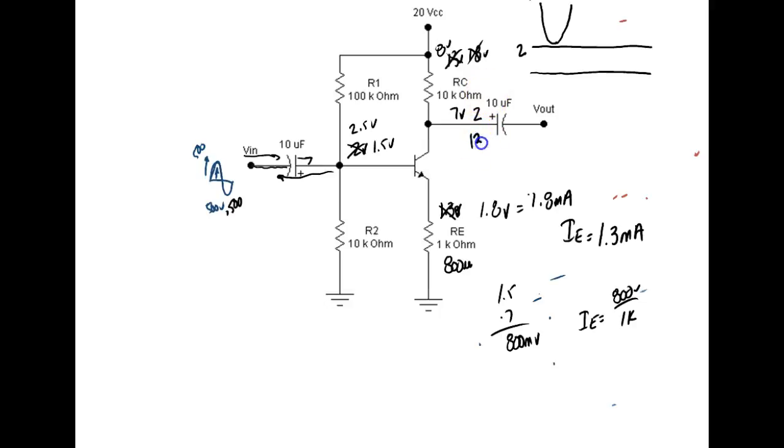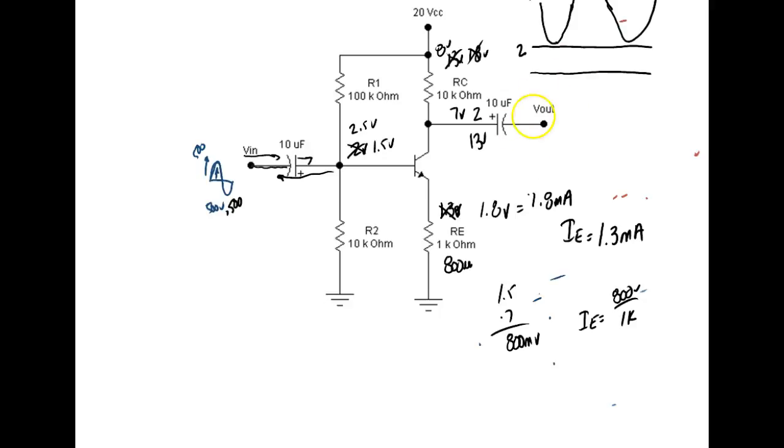Now we have 13 volts right here. So that means this output is going to go up 5 volts, up to 13 volts. So as my input is changing right here, 1 volt peak to peak, this output out here is changing 10 volts peak to peak.